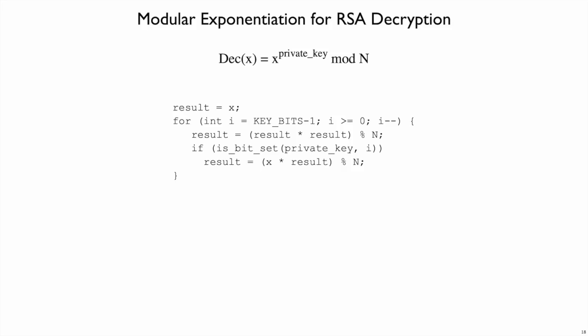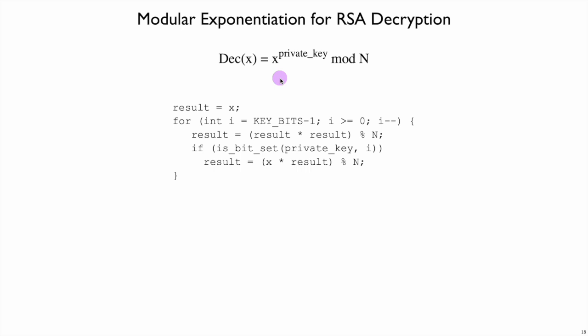Let's consider another function that might be in a security-sensitive part of your application, which is the modular exponentiation step of RSA decryption. Remember that modular exponentiation happens because we can't really take x to a private key power and then perform a modulo after that, because a private key is on the order of 2,000 bits, and so the exponentiation of that would have to be on the order of 2 to the 2,000 bits, which is more than the number of atoms in the universe.